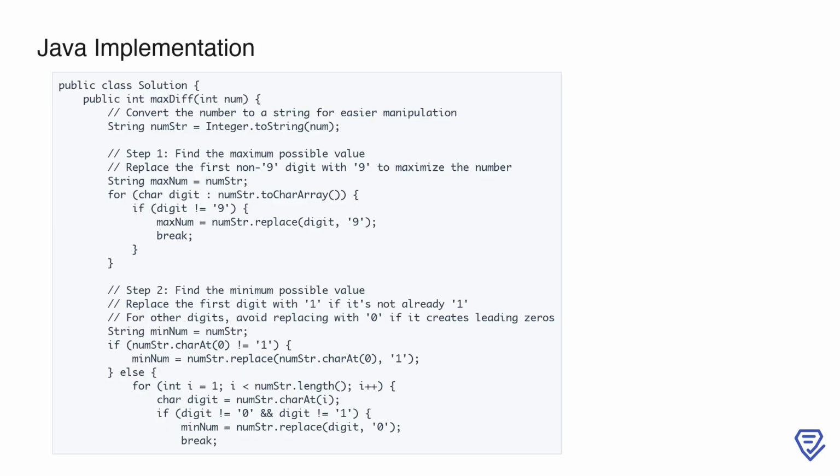After that, we turn our attention to finding the minimum possible value. Here, we start by checking if the first digit of the number is not 1. If it isn't, we replace all occurrences of the first digit with 1. This replacement ensures that the number starts with the smallest valid digit, maximizing the reduction. However, if the first digit is already 1, we take a different approach, which is explained next.